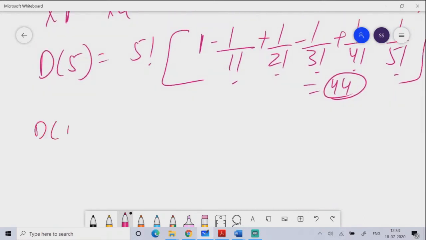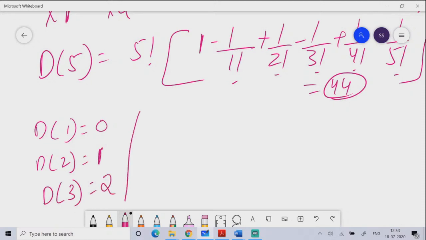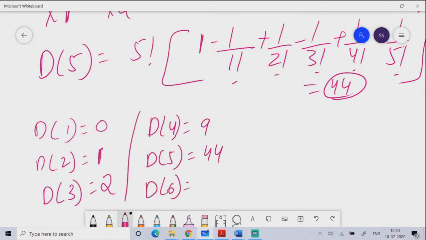If one object is there, derangement is 0. Two objects, derangement is only one way. Three objects, derangement is two ways. Four objects, derangement answer is 9 ways. Five objects, that is 44. Six objects, 265. In exams, nowhere will they ask you more than 6. If they ask you, you can do that. Formula I already told you.